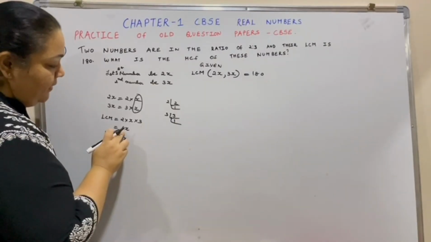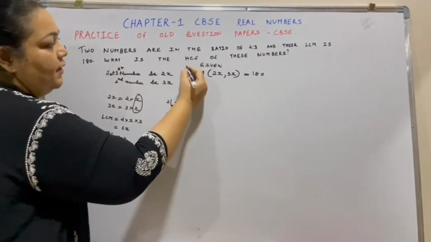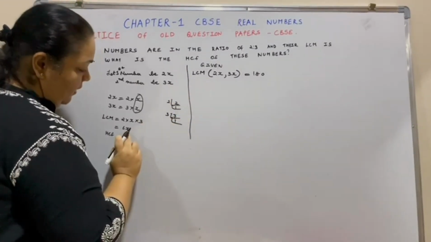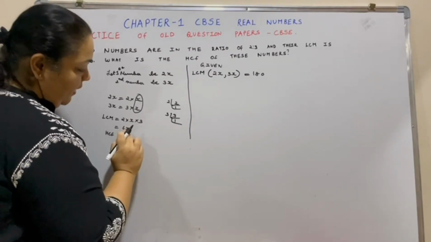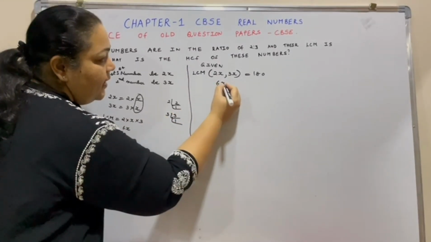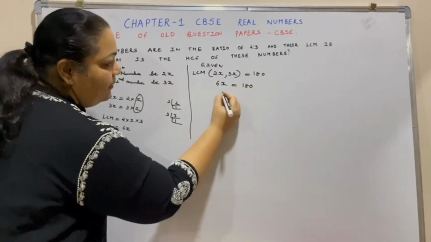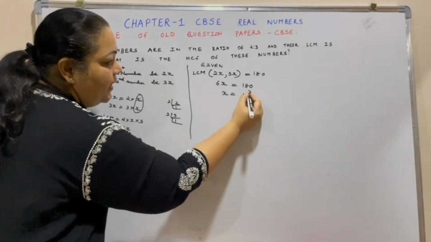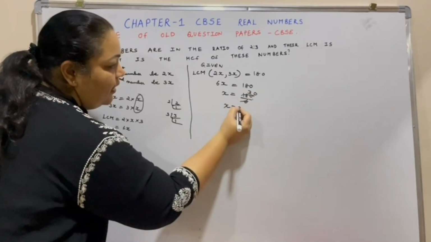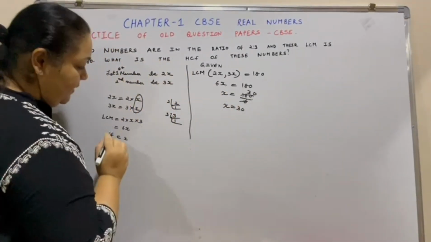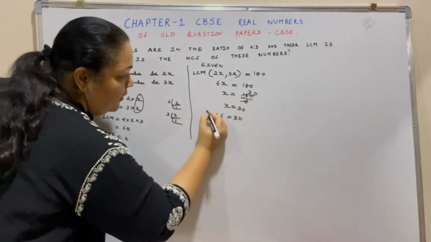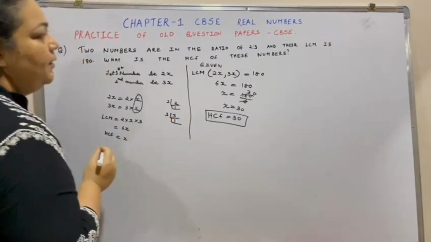We found out the LCM is equal to 6x. So given in the equation, LCM of 2x comma 3x, we know what is LCM. So we can use this: 6x is equal to 180. From this, x is equal to 180 by 6. So 6 3s are 18, 30. So x is equal to 30. So the HCF will be 30. HCF is equal to 30. So this is the answer.